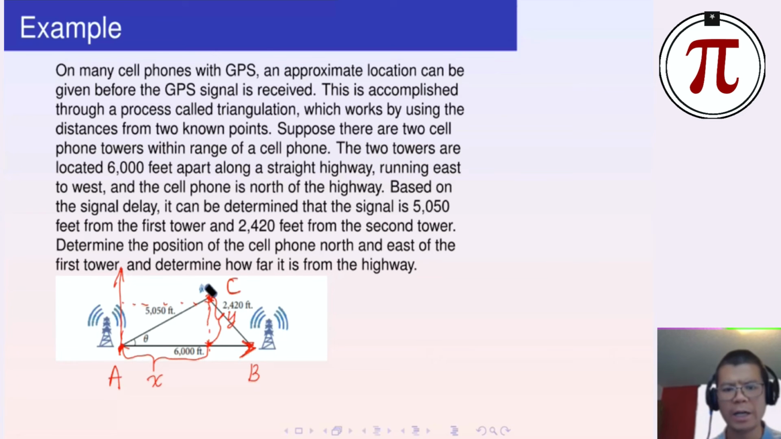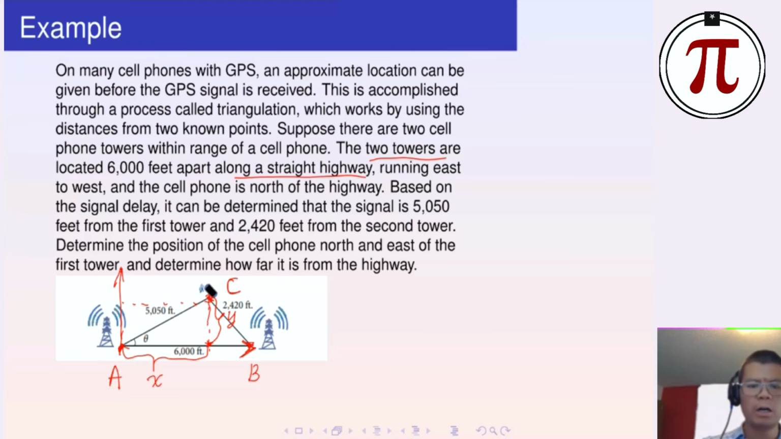Determine how far it is from the highway. I believe the highway is what? I believe it's the two towers. This side AB is the highway, right? This side AB is the highway, correct? Because the two towers are located along a straight highway, right? AB is the highway, right?